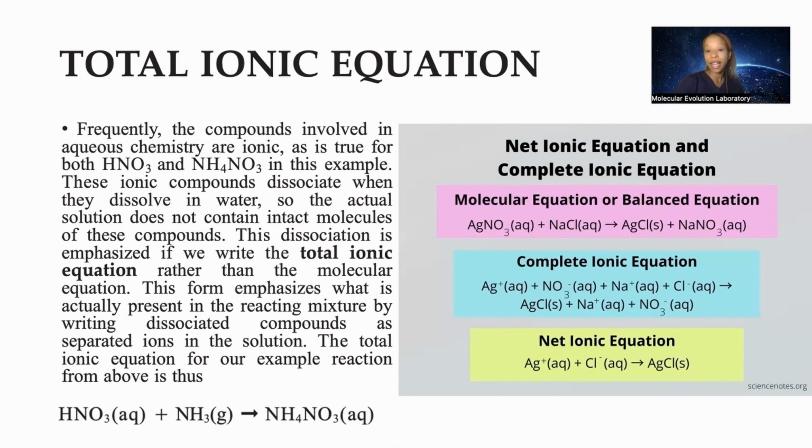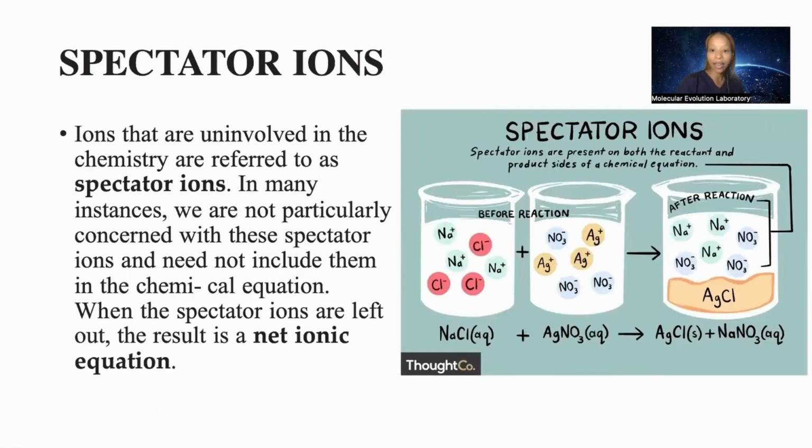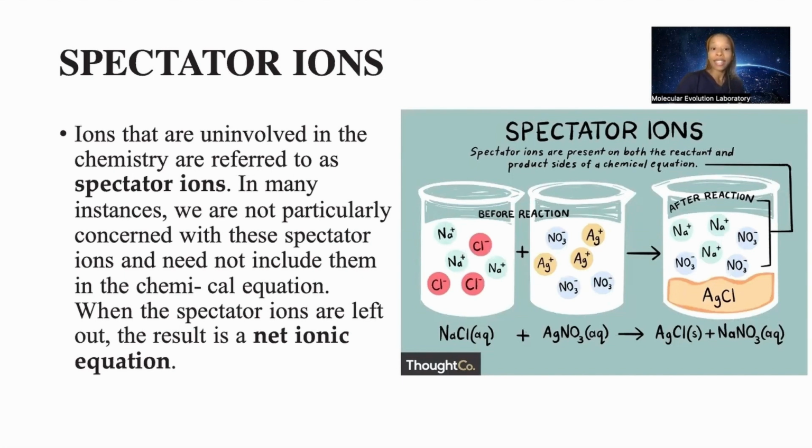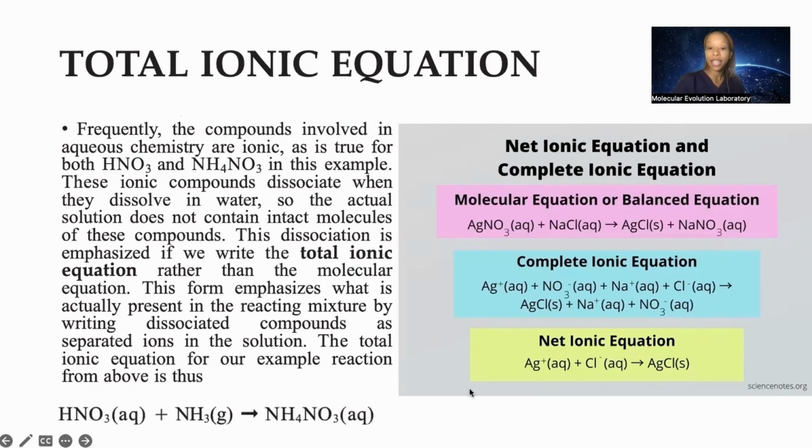The difference is that there are spectator ions in the molecular equation as well as the complete ionic equation, but the net ionic equation basically constitutes the compounds that form the actual reactants. Ions that are uninvolved in the chemistry are referred to as spectator ions. In many instances, we are not particularly concerned with the spectator ions and need not include them in the chemical equation. When spectator ions are left out, the result is a net ionic equation. So here we can see the net ionic equation is basically when you leave out the spectator ions.